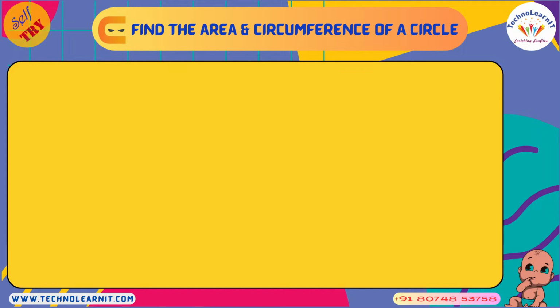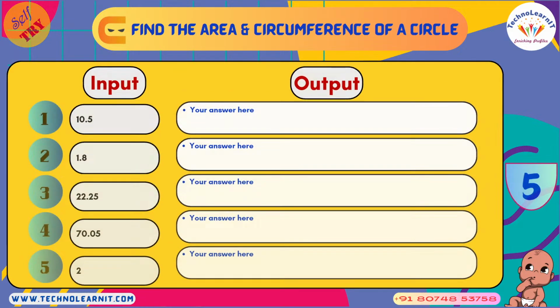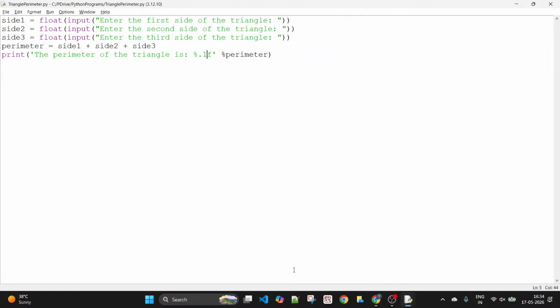The next one is to find the area and circumference of a circle. In the case of a circle, we use the terminology circumference, which refers to the perimeter. So read the radius of a circle as input and print its area and circumference with two decimal digits. All right, let us look at some examples. And the output format is also given to you, and you have to adhere to this output format. Okay, let us jump onto the code directly and attempt this.